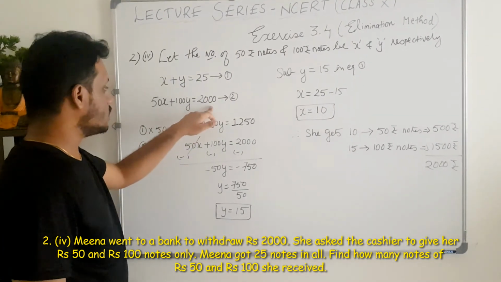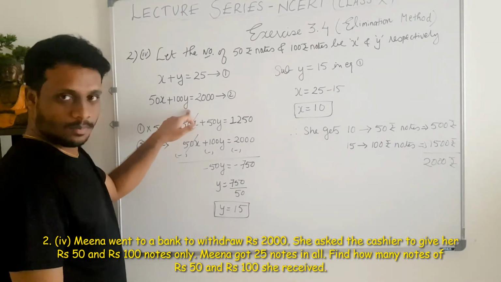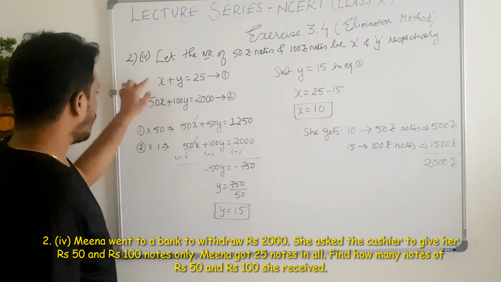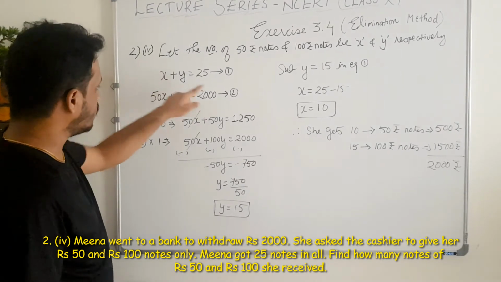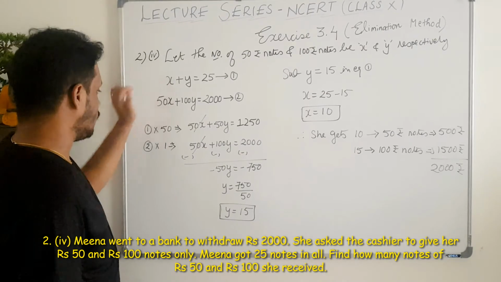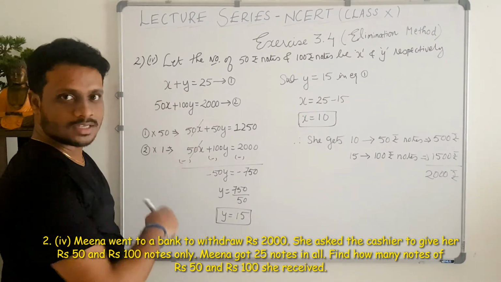Then the denomination is given. So 50 rupee note, x number of notes, 100 rupee notes, y number of notes. Together it makes 2000 rupees, which is the money that she withdraws. So now we have two equations. What I do is, I see that the first equation is very simple and the second equation has complicated numbers. So I multiply the first equation with 50. Why am I multiplying with 50? Because I can make both of these terms 50x and 50x and I can cancel it.